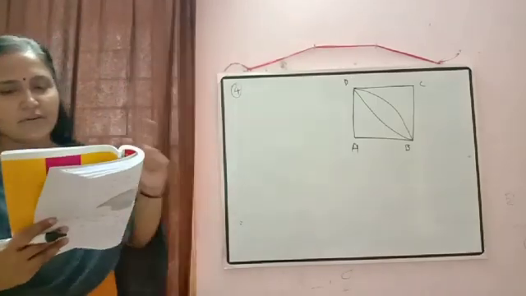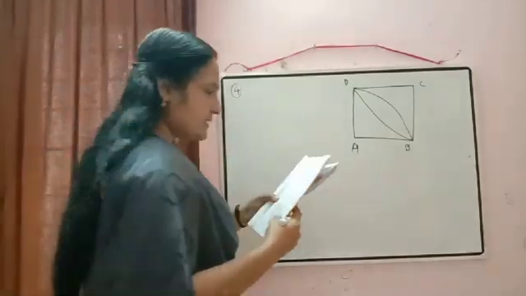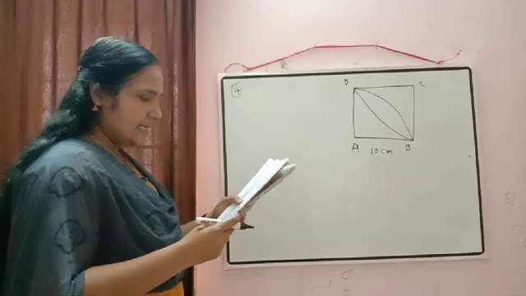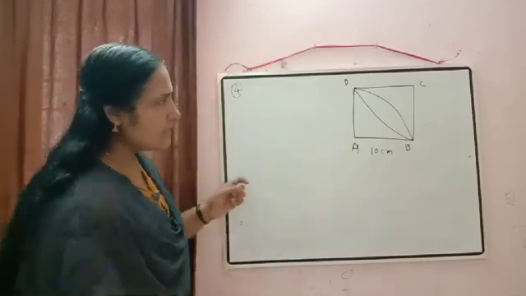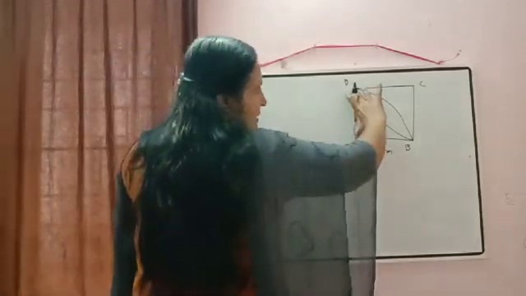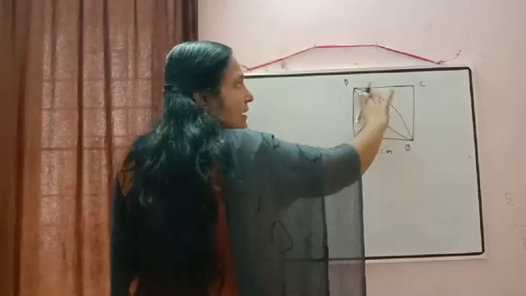Now in this question you can check the information given. ABCD is a square of side 10 centimeter. Calculate the area of the shaded region. So you can check here, this one is a quadrant of a circle.